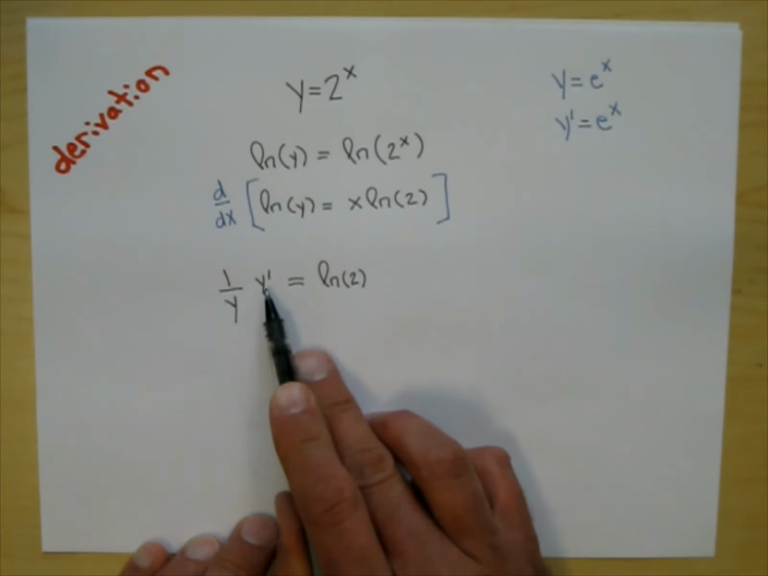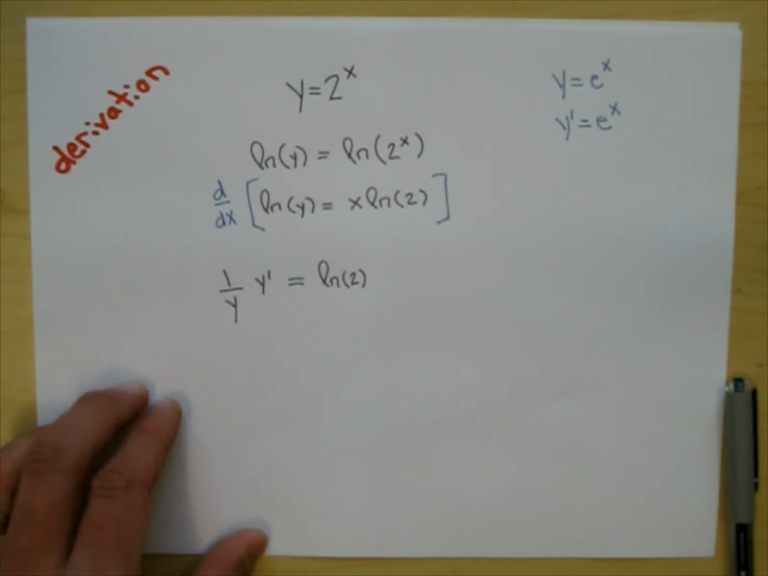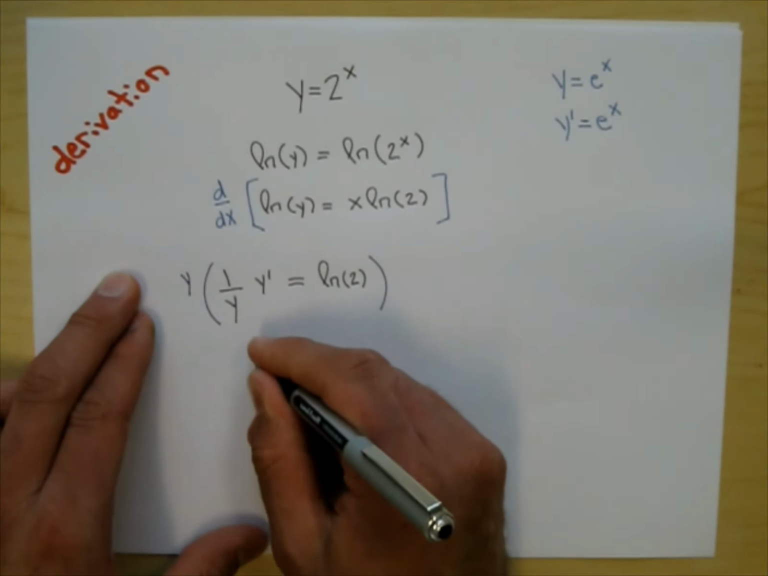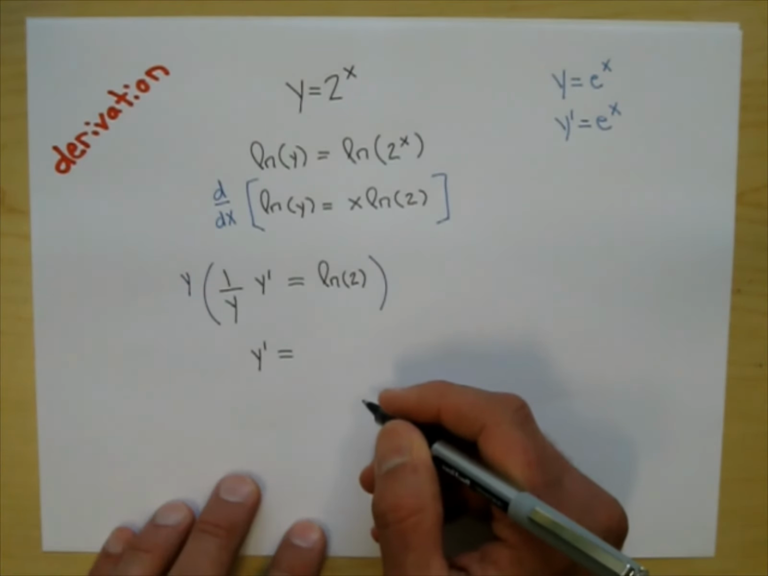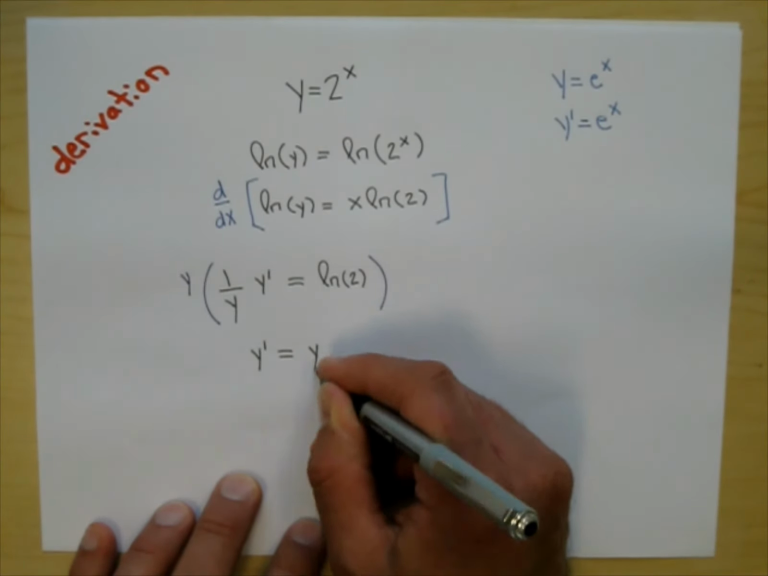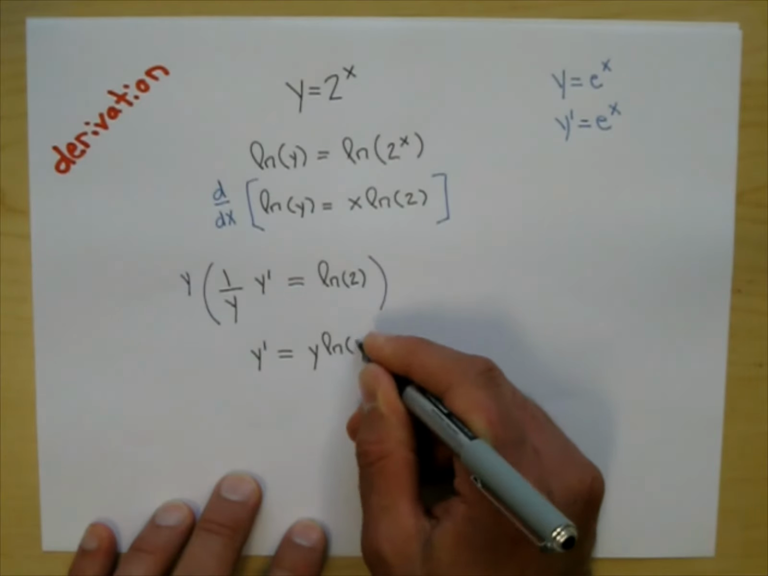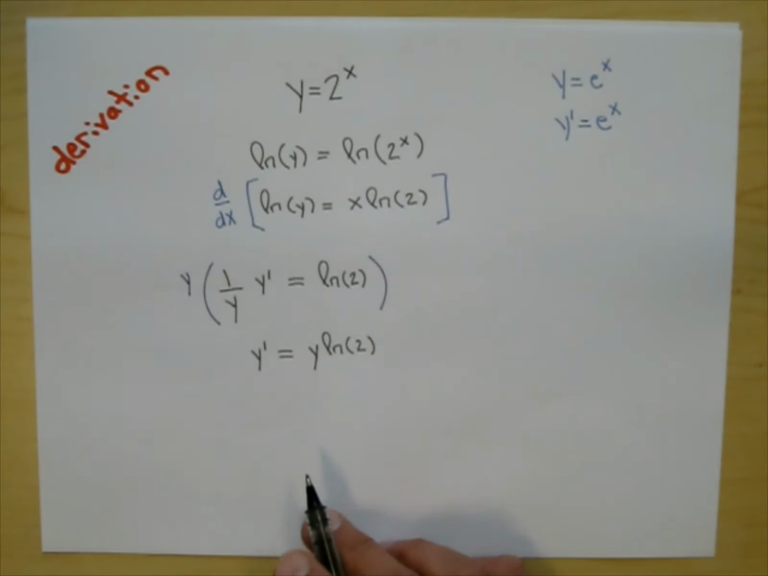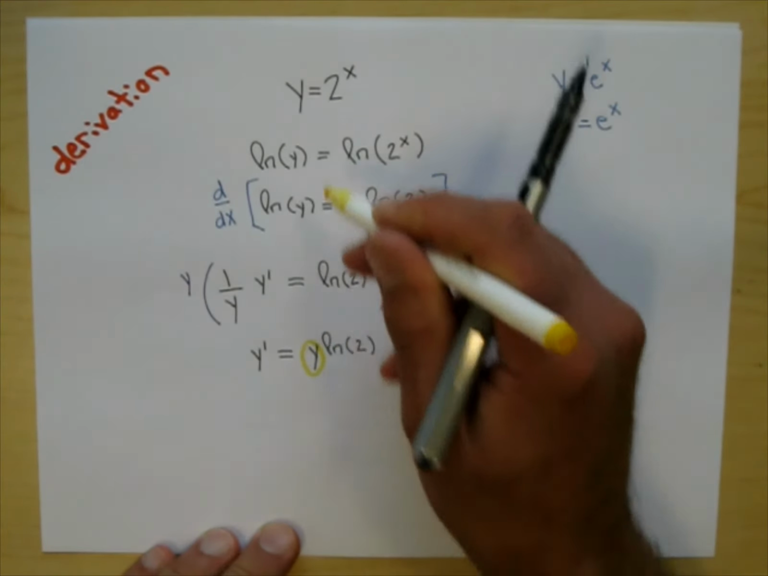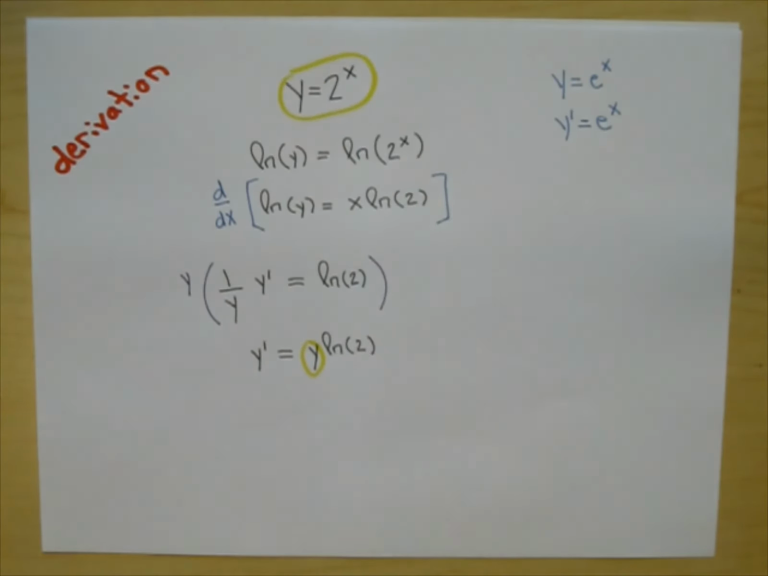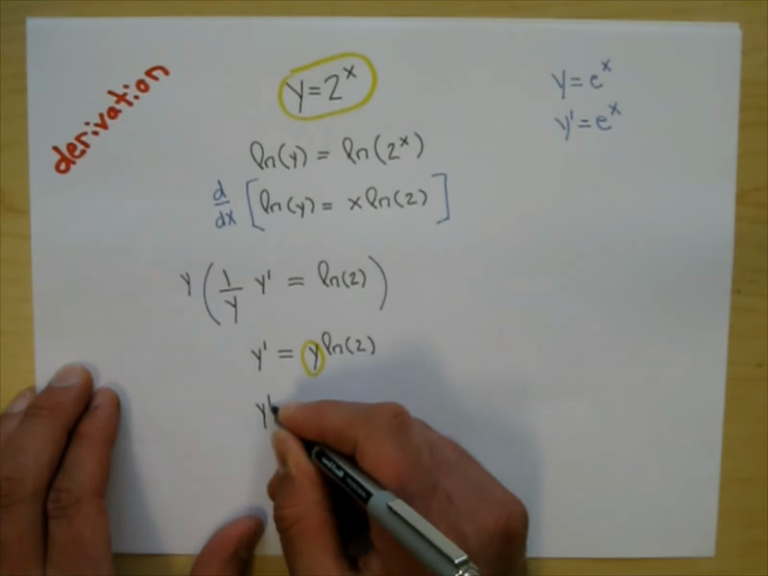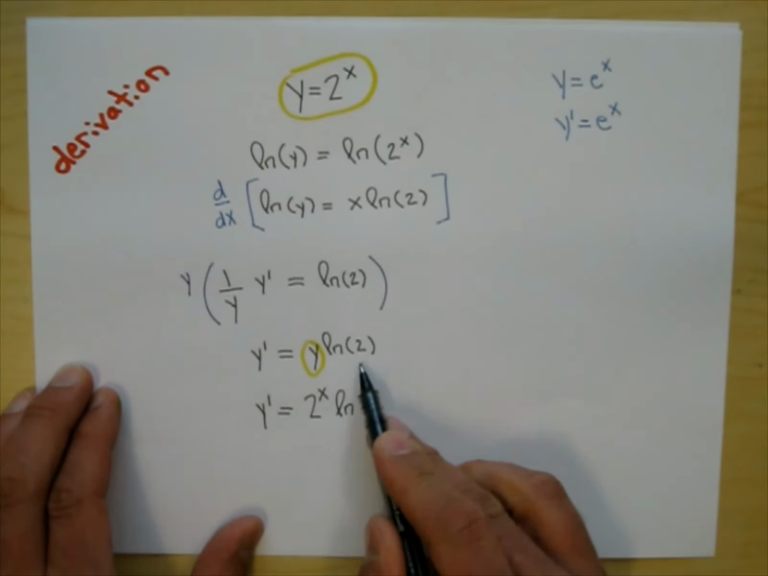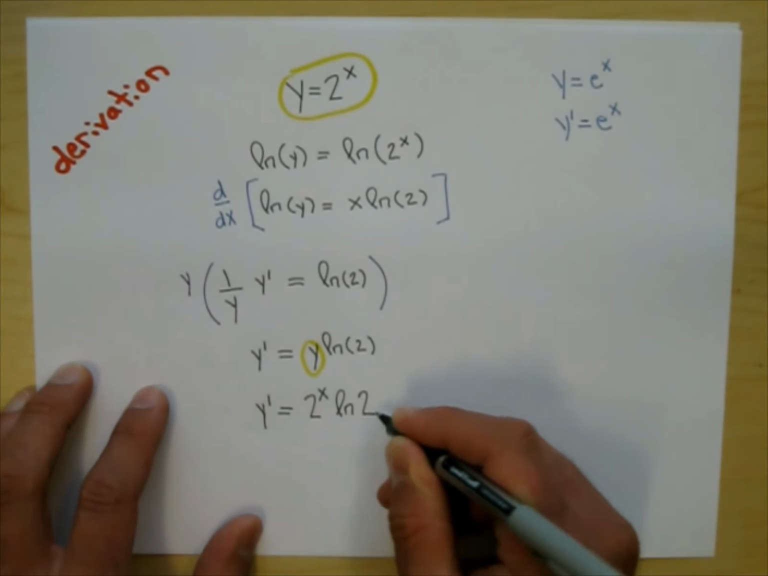Okay, so the next thing I'm going to do, I'm trying to solve for y prime, is multiply both sides by y. So I end up getting y prime equals y ln 2. Now the y can get replaced with what? 2 to the x. So y prime equals 2 to the x ln 2, and we don't need those parentheses anymore. And there's the answer.